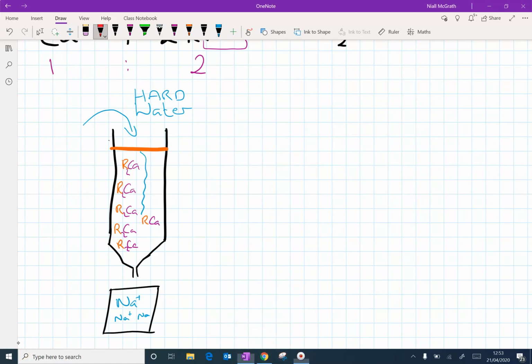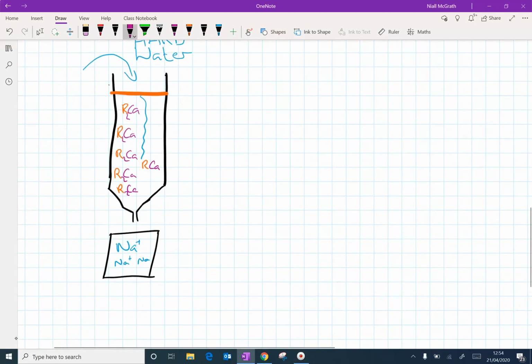Of course, at this stage this resin now is no good to you because it has your calcium ions in there. So to replenish this resin so you can use it again, what we do is we just pass a solution of sodium chloride down through it, and again your sodiums will then replace the calciums, and again you'll have your ion exchange resin ready to go again.